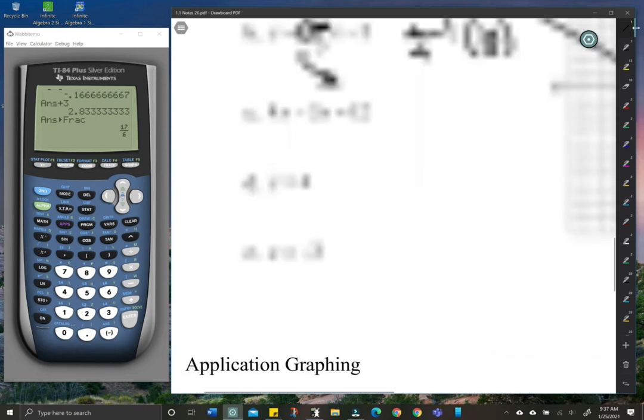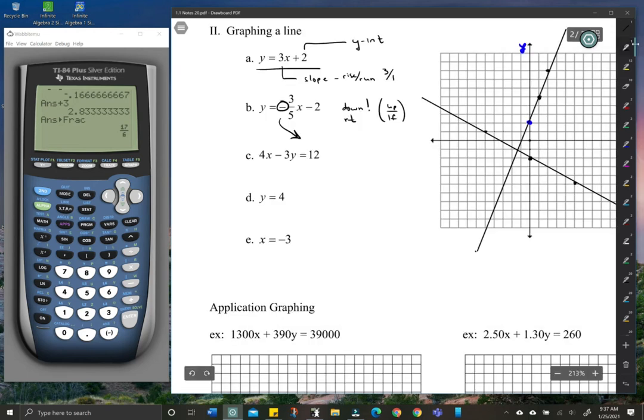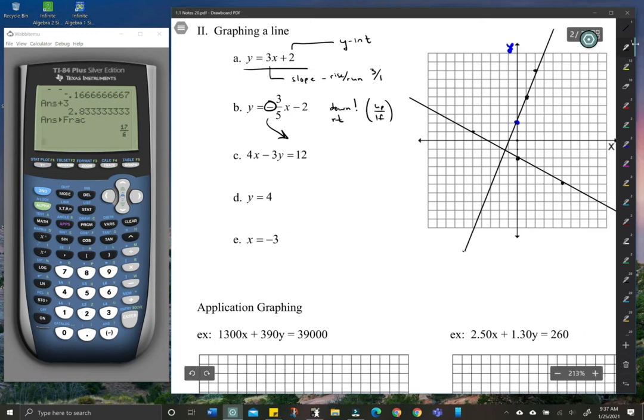Perfecto. Alrighty, so letter C here. This one is in standard form. So there's 2 different ways to graph this. I'm going to show you the table method. So we can actually find the intercepts. To do that, I make a little XY chart. So X and Y, 0, 0.